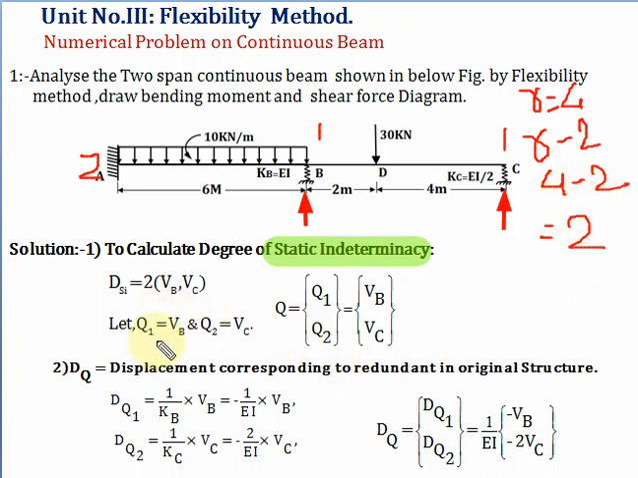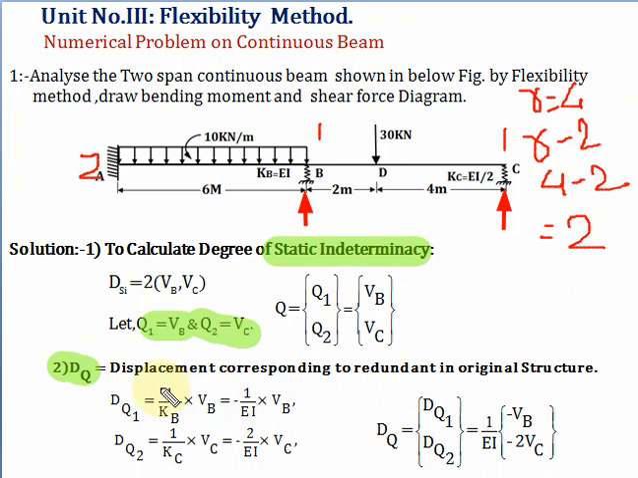So now we will consider the first unknown, that is vertical reaction at B as Q1, and second unknown, vertical reaction at C, as our second unknown. That means we are considering the redundants. Unknowns are nothing but the redundants. You have to consider redundants in such a way that the structure is stable. So here the Q matrix will be equal to Q1, Q2, where Q1 is VB and Q2 is VC. So the next step is to find out the DQ matrix.